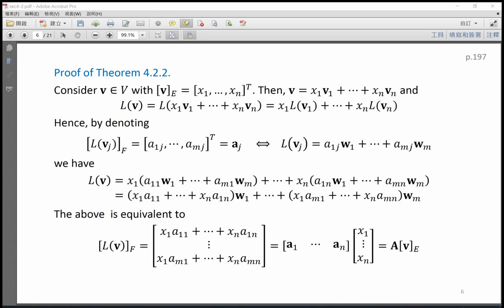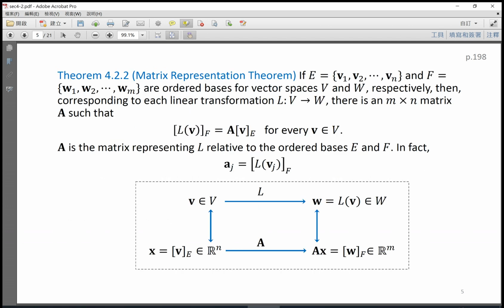You don't need to memorize the proof of theorem 4.2.2, but you should know how to use the theorem. That is, given a linear transformation L and two bases E and F, you should know how to use the matrix representation formula for computing the matrix representation A. The key idea for computing the matrix representation is very similar to the way we compute the transition matrix between two bases in section 3.5.